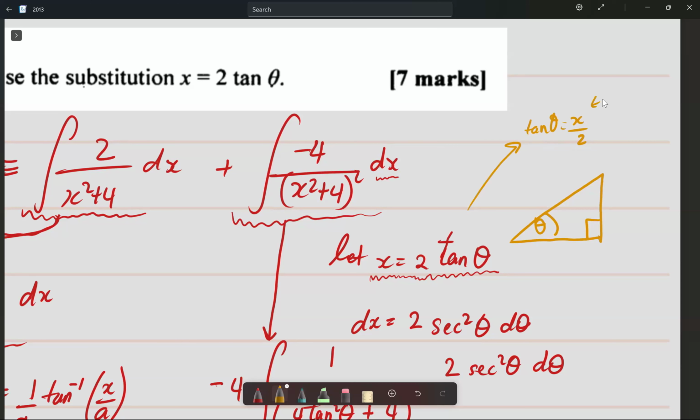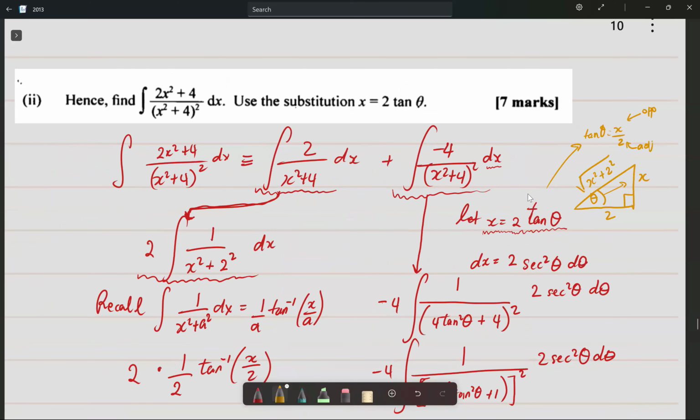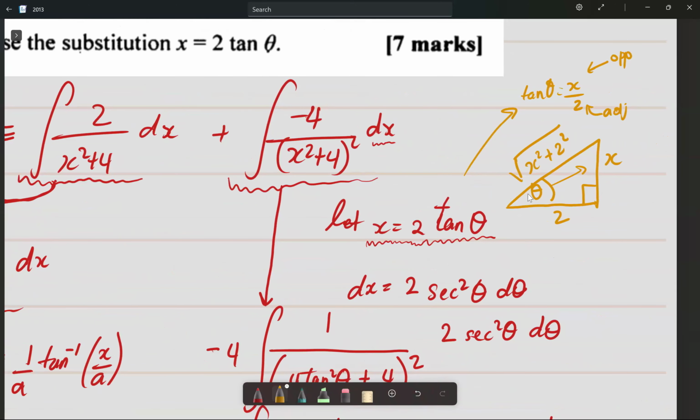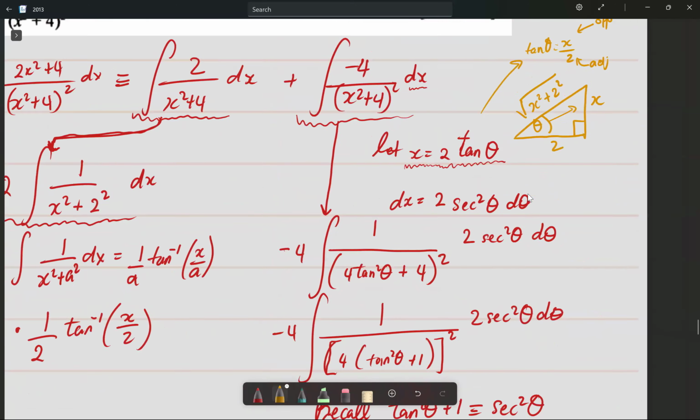We also know that tan of theta is opposite over adjacent. So that means the opposite of this angle is x and adjacent is 2, which means that the hypotenuse is the square root of x squared plus 2 squared. Cool. Is that true? Did I butcher that? No, that's right. Okay.